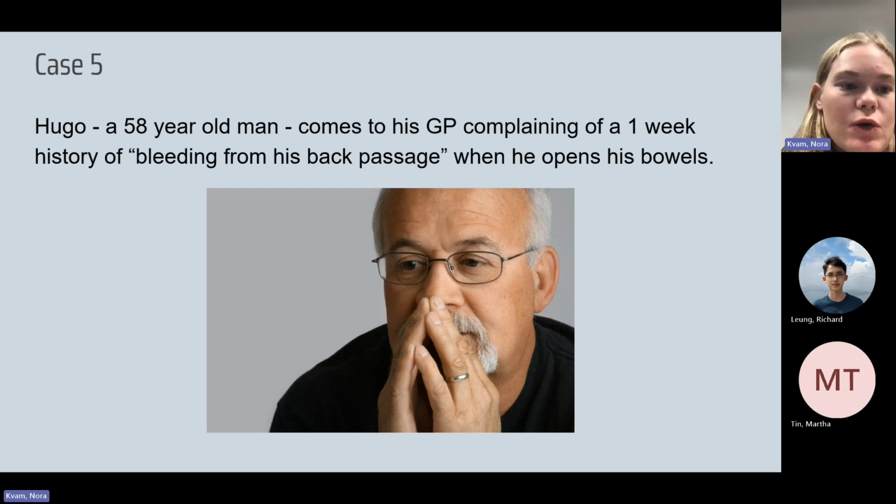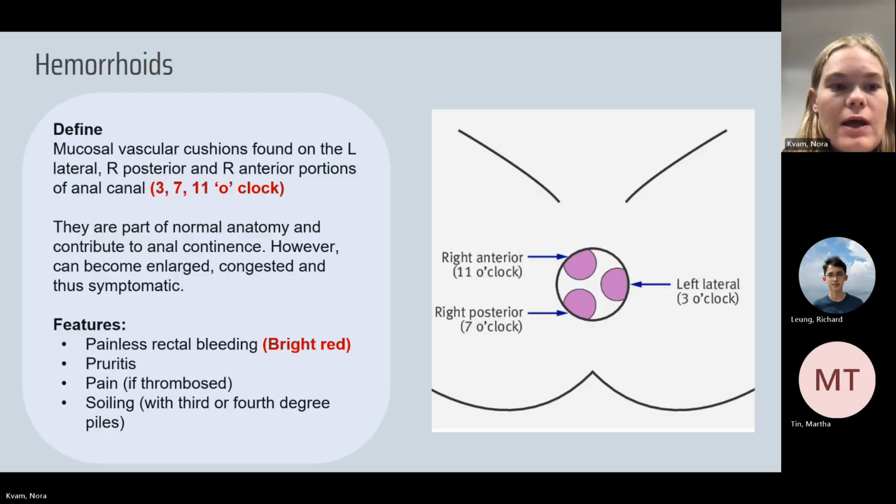So here we have a case. Hugo is a 58-year-old man who complains of bleeding from the back passage when opening his bowels. And this is a typical presentation of hemorrhoids.